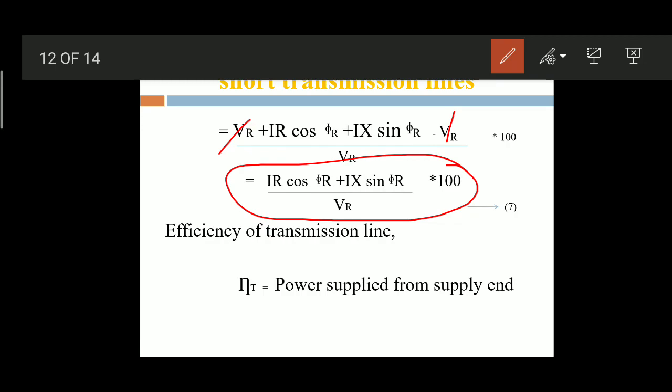By using this formula, we calculate how much voltage regulation is obtained in the case of short transmission lines. If the voltage drop is very small, then it gives more advantage. Less voltage drop gives more advantage. That is the overall derivation for the voltage regulation.